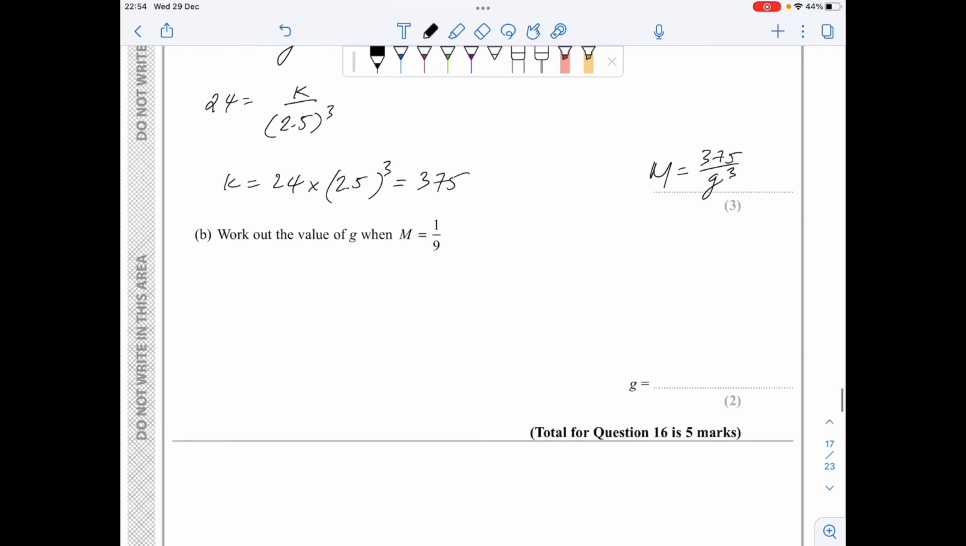And part B, we are given that m is 1 over 9, so let's substitute in the formula. I will cross multiply, so g to the power of 3 is 375 times 9, which comes out to be 3,375. So g is the cube root of this number, and the answer comes out to be exactly 15.